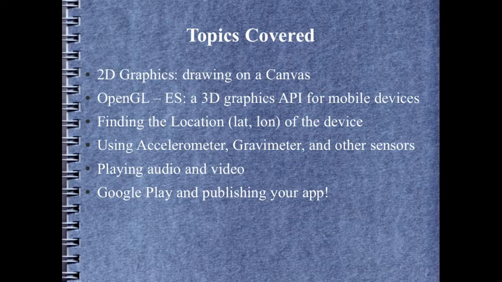We'll talk about finding the location of the device, the latitude and the longitude, and displaying that for the user. And then we'll talk about other hardware sensors the device has, such as thermometers and accelerometers and gravimeters and things like that, that allow us to find out where the device is in space, its position, its orientation, and also its acceleration at a given point in time.